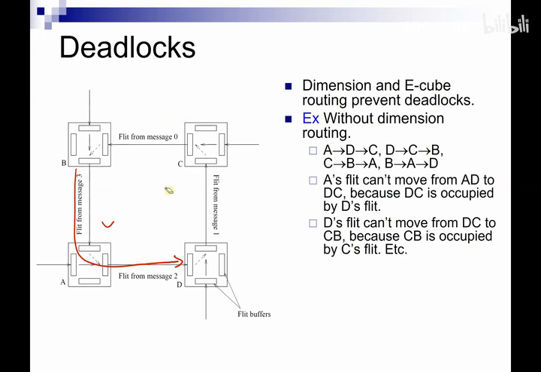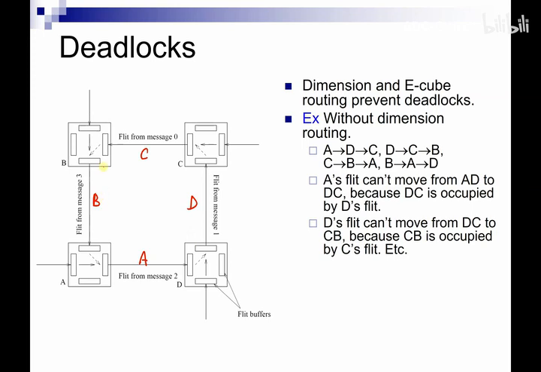Once you start doing that, let me try to clear up this figure a bit. A's packet is going to end up on this link, because A is going in the X direction first. D's packet is going to end up on this link, and then C's packet is going to be over here, and B's packet is going to be over here. Once this happens, we have a deadlock.